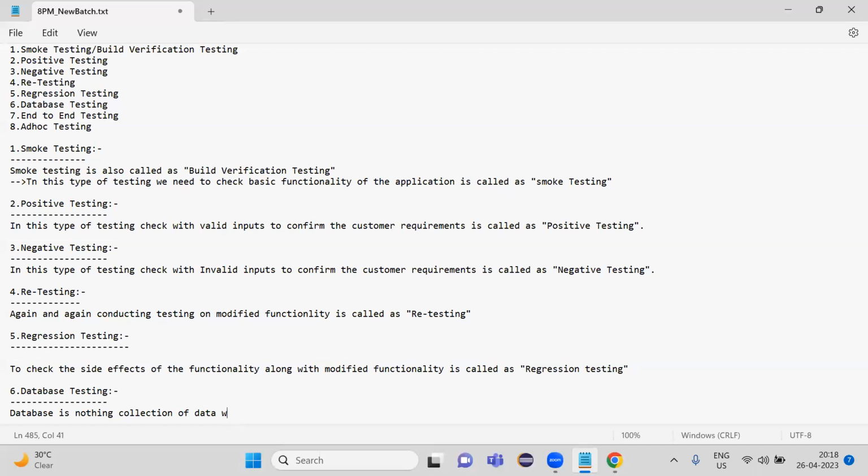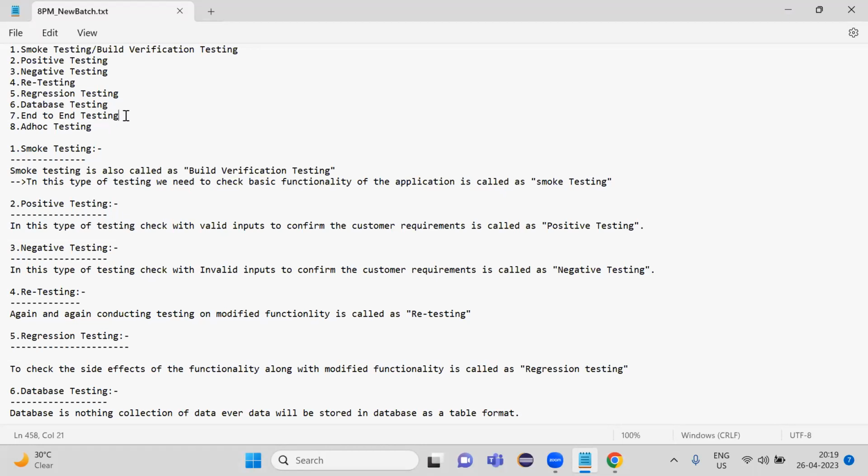Who will store all these things? Every data will be stored in the database in which format? Table format. Who will create all these things? Database testers. They will be a separate team. Performance also, they will be a separate team. Those persons are called performance testers.